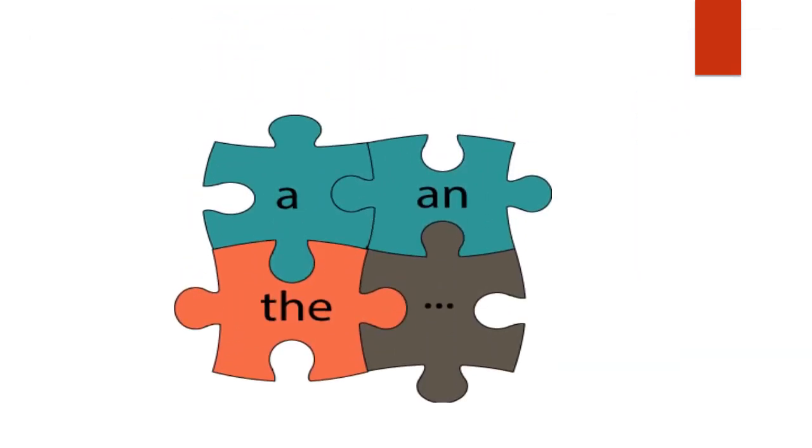As you see in this picture, we have the articles. We have a, it is pronounced as weak a. Then we have an and the. And these dots represent no article, zero article, ما كاش.